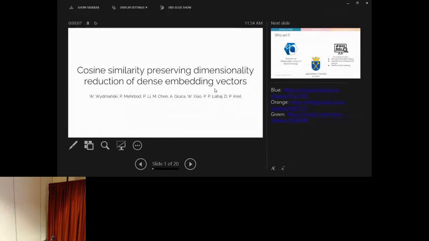Hello. So, first of all, I'd like to apologize for the difference between the titles, because on the website you might see it as cosine similarity preserving compression of dense embedding vectors, but we'll be dealing with dimensionality reduction. So, well, here we are, the cosine similarity preserving dimensionality reduction of dense embedding vectors.